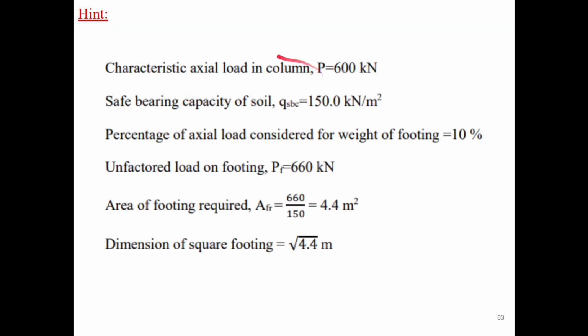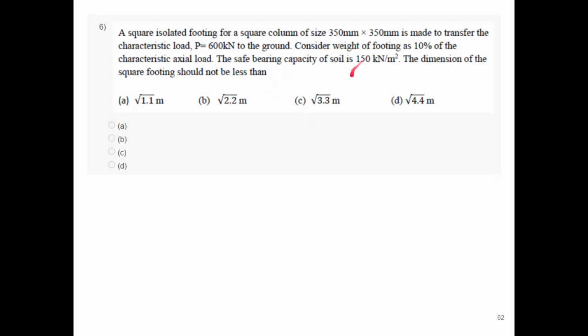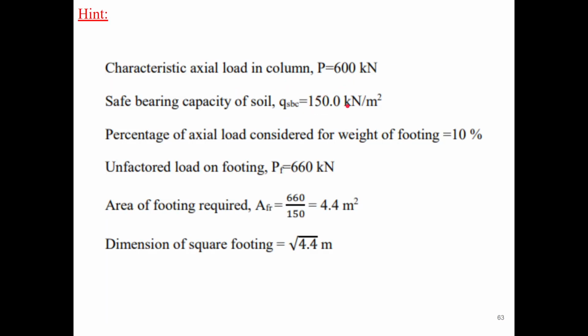So the characteristic axial load in the column is 600 kilonewton, and for the footing we have to consider 10% more, that is 1.1 into 600, which becomes 660 kilonewton. Safe bearing capacity is 150 kilonewton per meter square. Therefore the area of footing required is 660 by 150, that is 4.4 meter square.